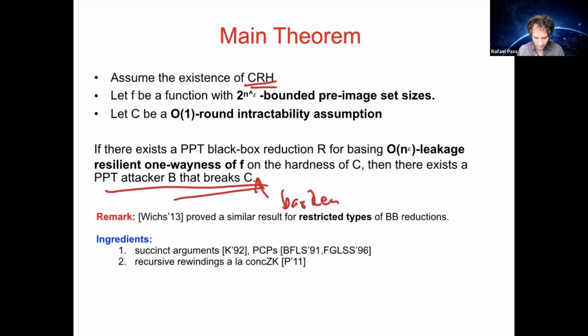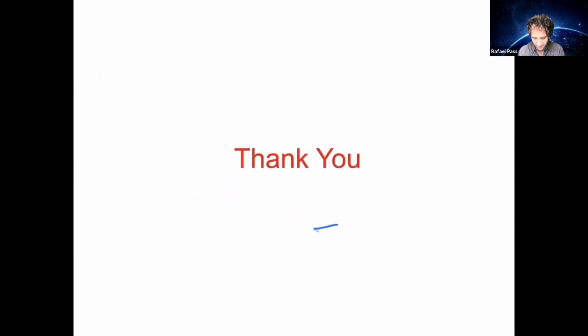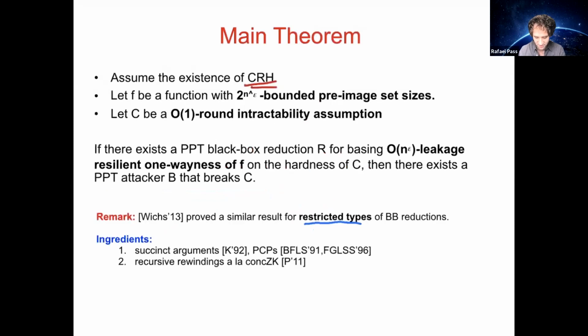Let me end this off with a few remarks. There's a very nice result by Daniel Wicks from 7 years ago that actually shows a very similar result, except that it focuses on some restricted types of black box reductions. In particular, Daniel's result shows an impossibility for reductions R that not only treat the attacker as a black box, but also treat the leakage function as a black box.